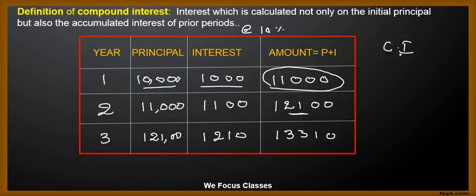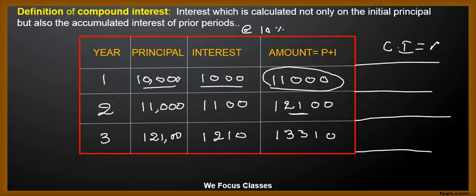Compound interest. What is interest? Interest is nothing but amount minus principal. Okay. Now by the end of first year, what is the amount? 11,000. What is the principal? 10,000. 11,000 minus 10,000, which is nothing but 1000. Now by the end of second year, what is the amount? 12,100. But what is the principal? 10,000. So the total interest after 2 years is 2,100.